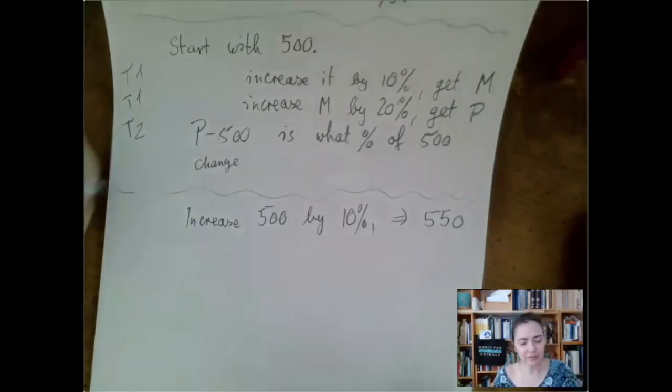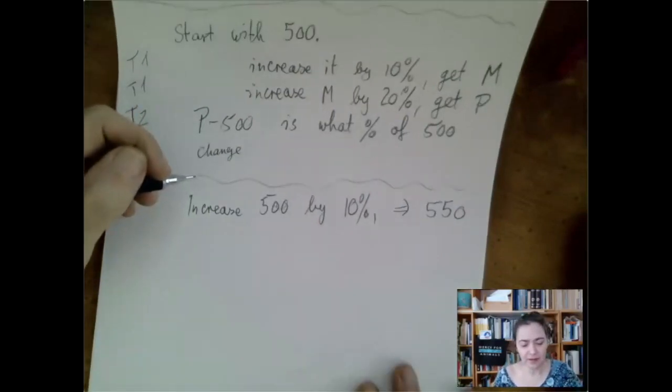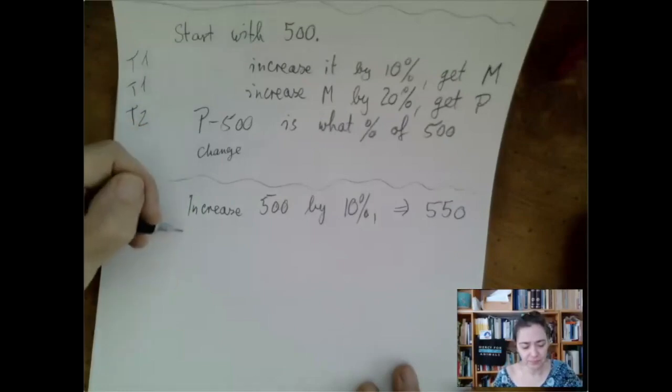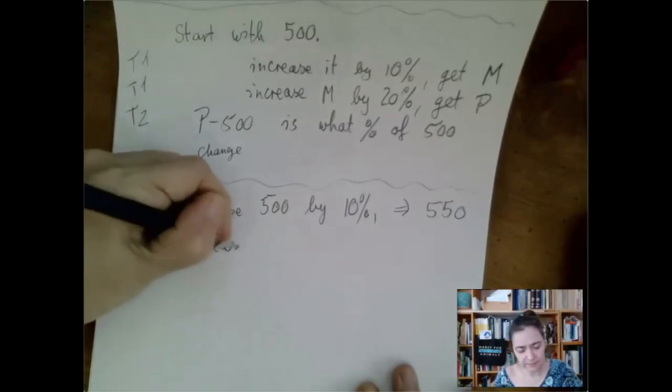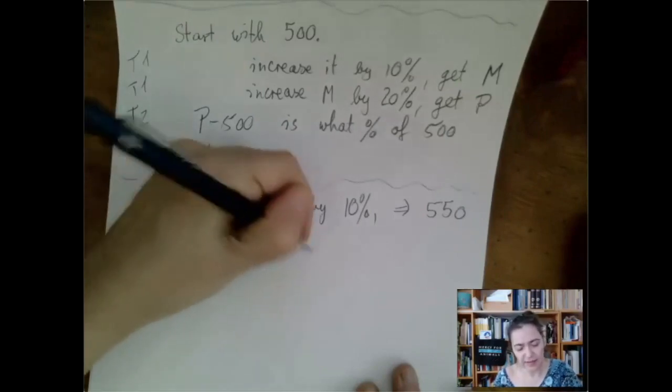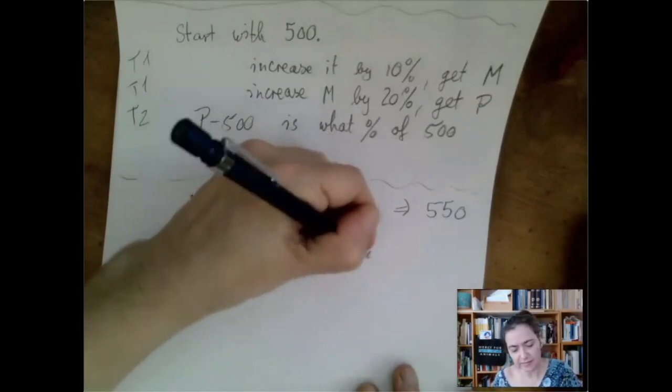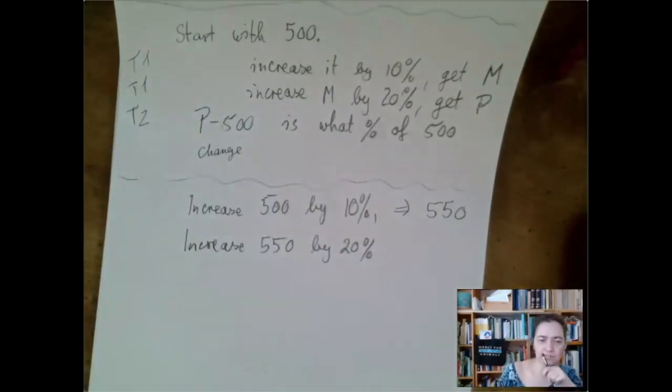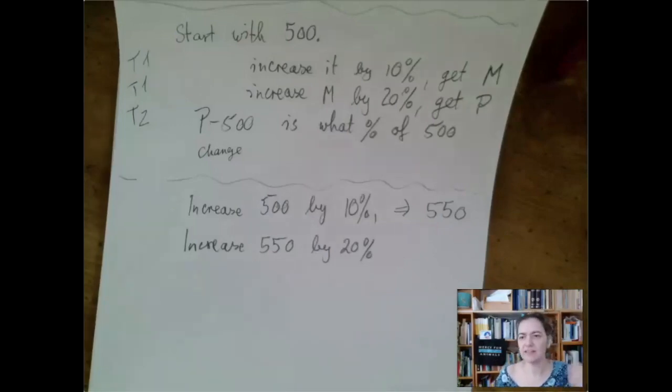Okay, good. Now, increase 550 by 20%. $660? You're right. I'm getting 660 as well, right?